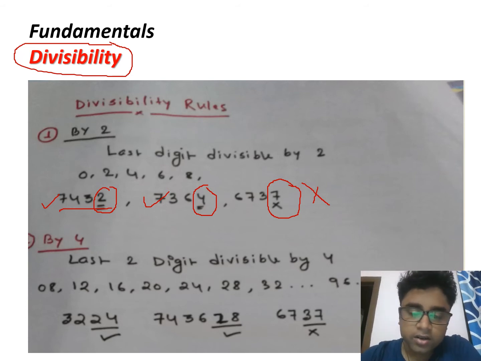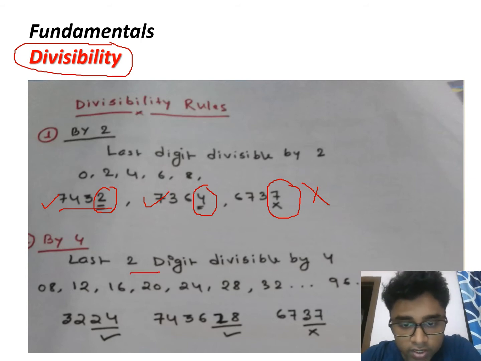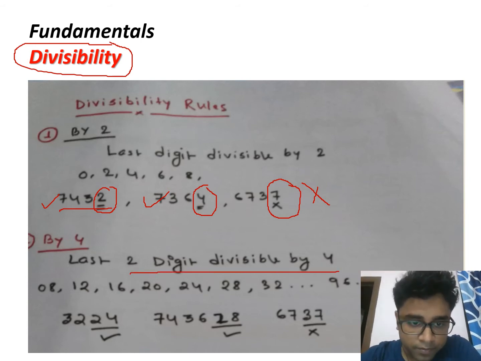Divisibility check by 4. The last two digits should be divisible by 4. So if the last two digits are 00, 04, 08, 12, 16, 20, 24, 28, 32, and so on up to 96, then the number will be divisible by 4.